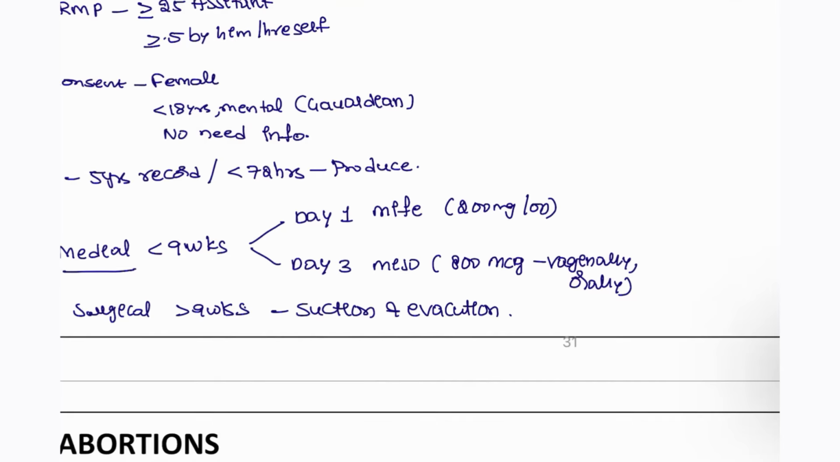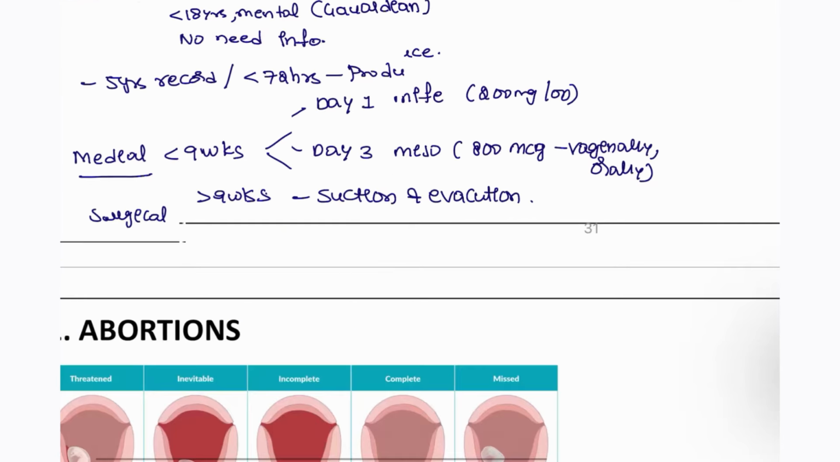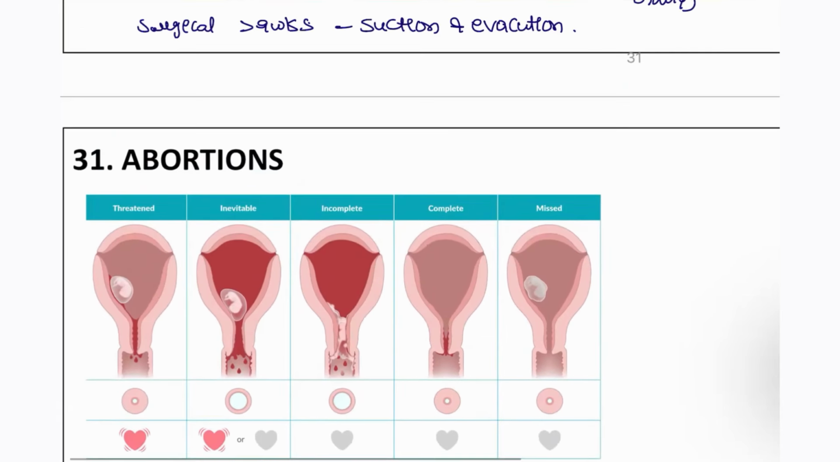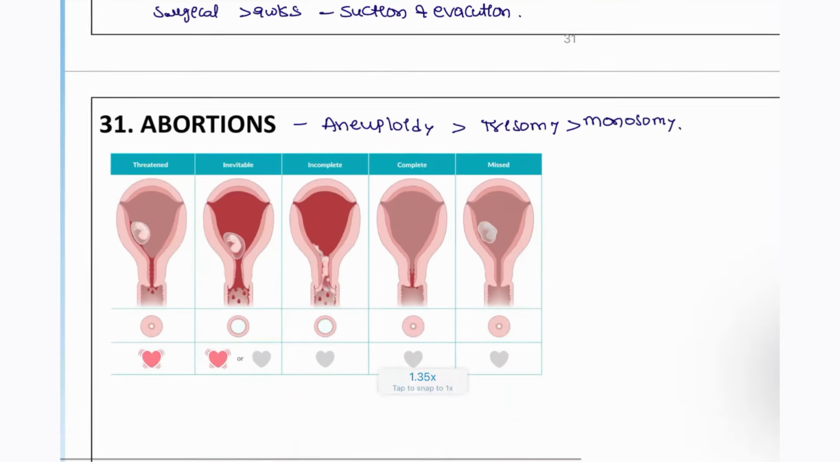Suction and evacuation is used for this. Next, here is the picture of the types of abortions. What is the most common cause for the types of abortion, guys? Aneuploidy is the most common cause. Other than that, trisomy. Other than that, monosomy. This is how you have to identify the most common cause.